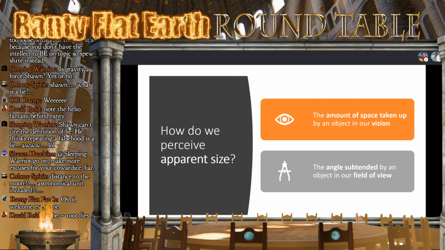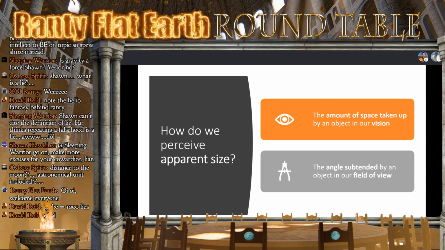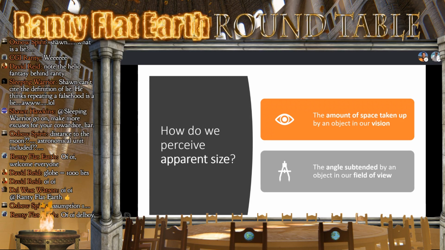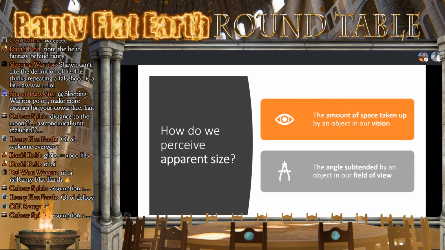How can we perceive an object's apparent size? We can describe or define it as saying it's the amount of space taken up by an object in our vision. We can use slightly more mathematical terms, and we can say instead that the apparent size of an object is the angle subtended by the object in our field of view. And what that basically means is if you were able to measure the angular space that an object takes up in your field of view, that can tell you its apparent size. We tend to use angular size and apparent size interchangeably.